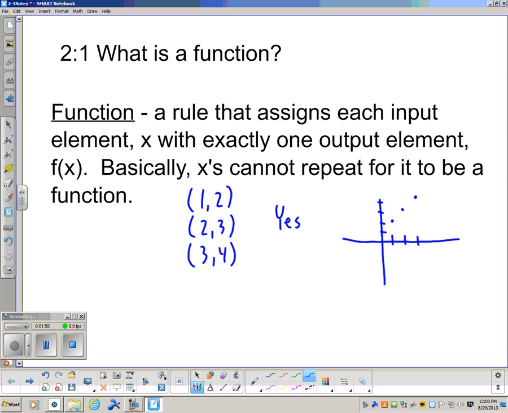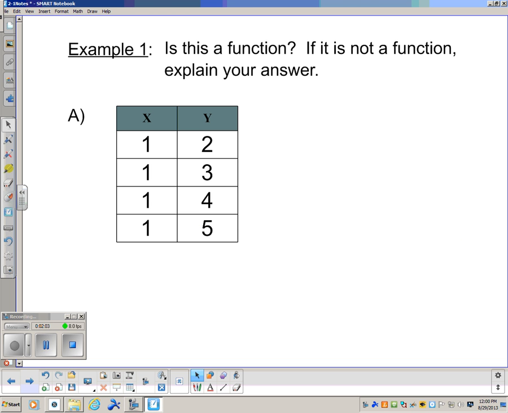So I'm going to go to my next one here, and we're going to look at some examples of what is a function. So this one here, I'm looking at these (1, 2), (1, 3), (1, 4), and (1, 5). Looking at these, I can tell that it is not a function because I'm looking right away saying, oh, 1 is paired with 2, 1 is paired with 3, and 1 is paired with 4, and 1 is paired with 5. So definitely the x's are repeating there. So no, and I'm supposed to explain why, and I'm going to say because the x's repeat.